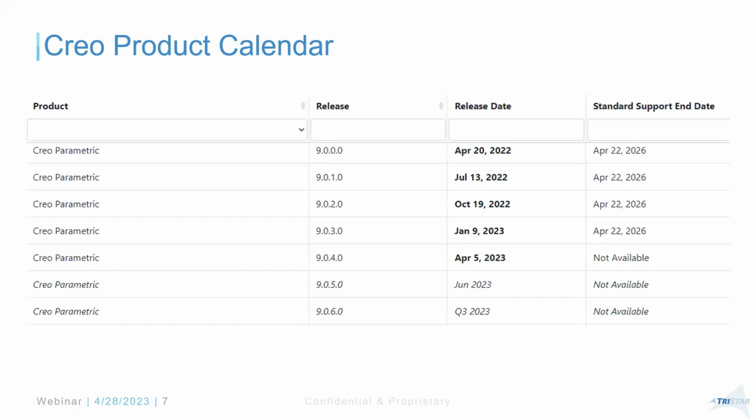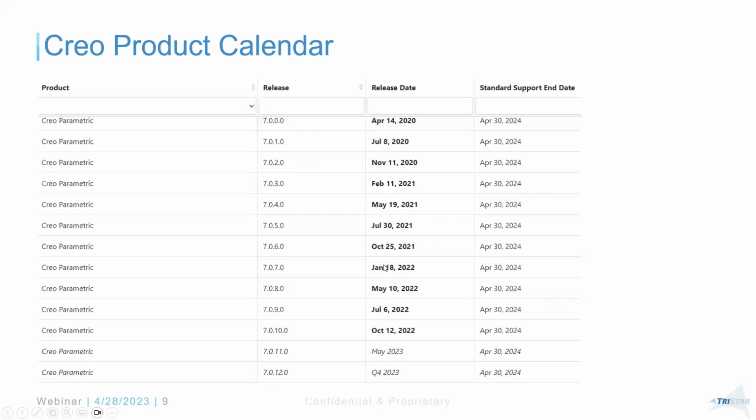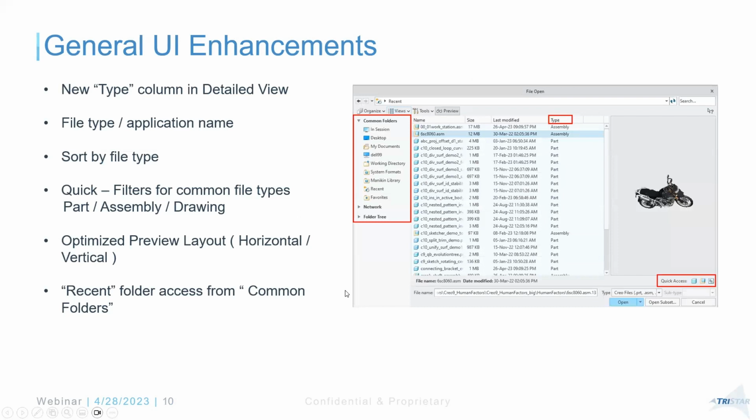Just a quick screenshot from the PTC product calendar. I just took some screenshots so everybody's aware of how Creo 9 has been maturing and the different date codes in there. Almost every 3 months, you're going to see a date code. The latest is 9.0.4.0. Same thing with Creo 8 that was released a couple of years ago in April of 2021, and Creo 7 released back in 2020, right? So with that said, let's get into the main one.